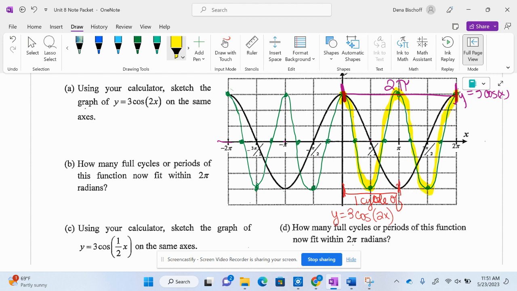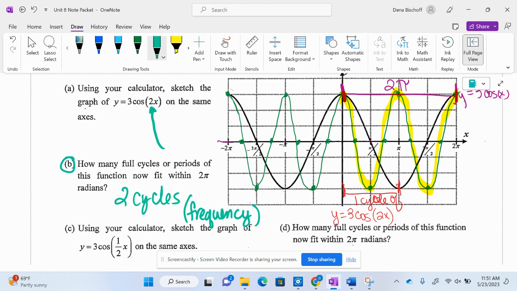That's 2 cycles. So we've sketched the graph, and question B says, how many full cycles or periods of this function now fit within 2 pi radians? 2 cycles. That's the same thing as the frequency, which is this number right there. That's where that 2 comes in, okay? Are you guys okay with that?